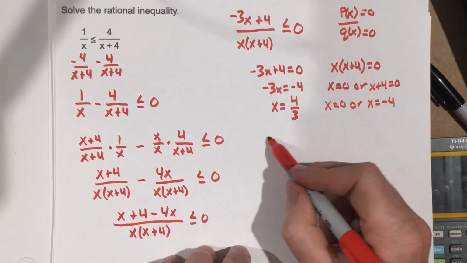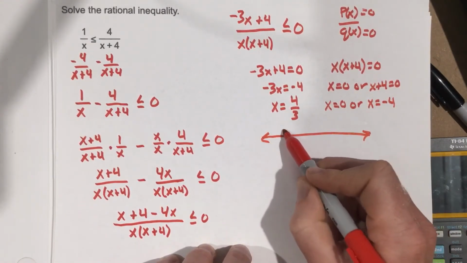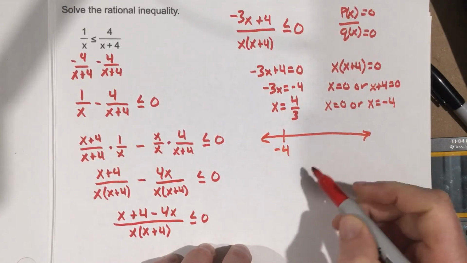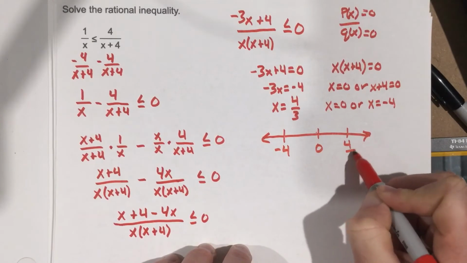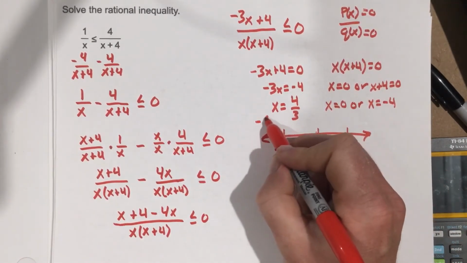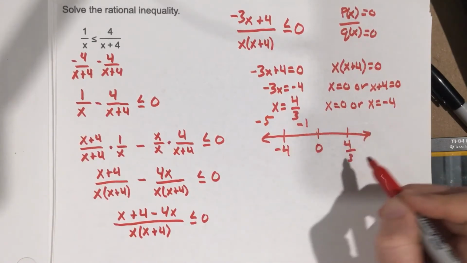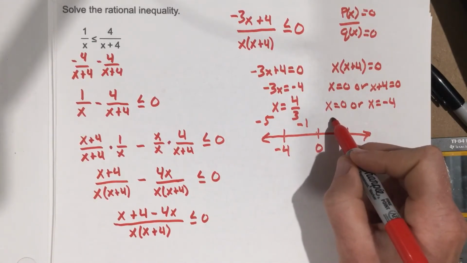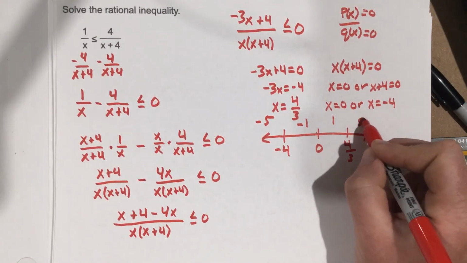I need to draw a number line. Mark smallest number to largest. And then let's pick some numbers that we're going to plug in. I'm going to plug in negative 5 because it's left of the negative 4. I'll plug in negative 1 here. I'll plug in 1 because 1 is smaller than 4/3. And then let's just plug in 5 out here.